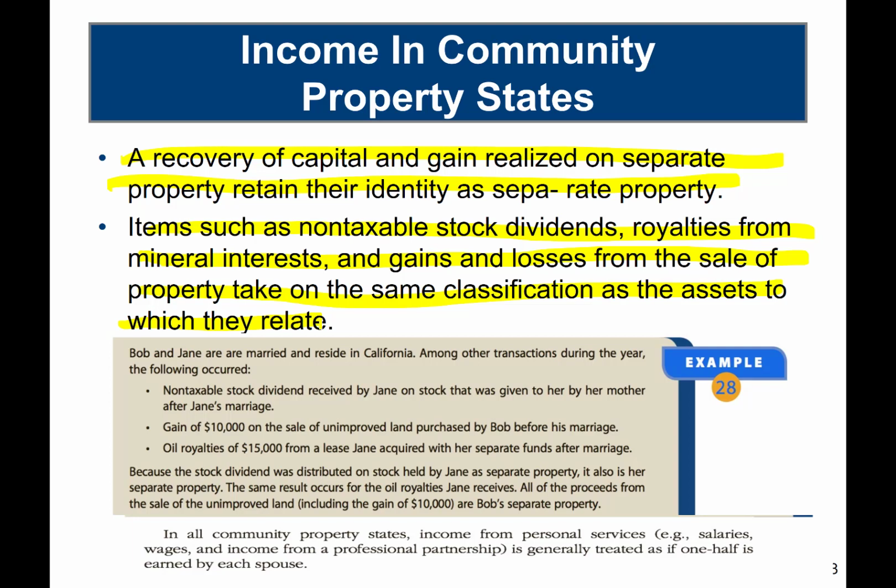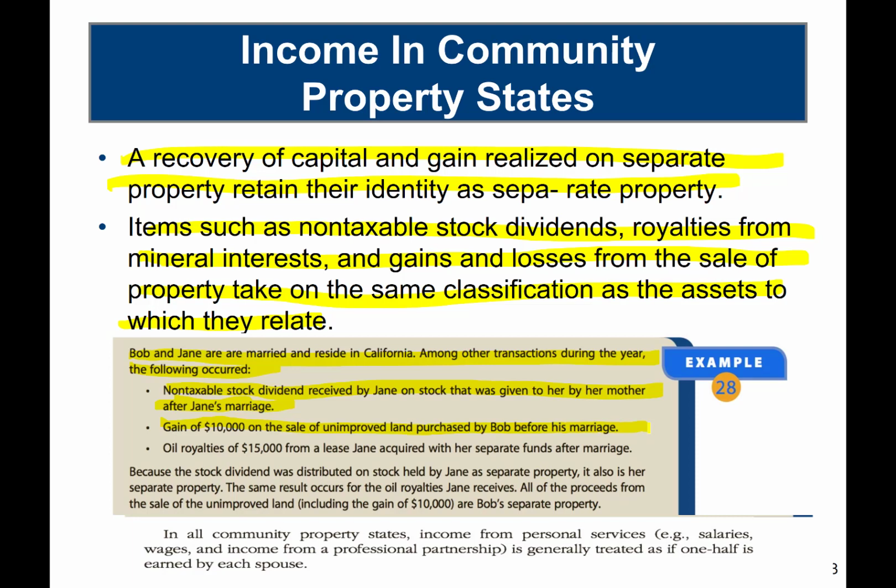Okay. So if you take a look at this example, Bob and Jane reside in California, a community property state, and Jane got a non-taxable stock dividend based on stock that was given to her by her mother after Jane's marriage, but it is still considered separate because it was inheritance after the marriage, right? Then there's a gain of $10,000 on the sale of unimproved land Bob purchased before the marriage. Since Bob purchased it before the marriage, it's going to be separate, right?